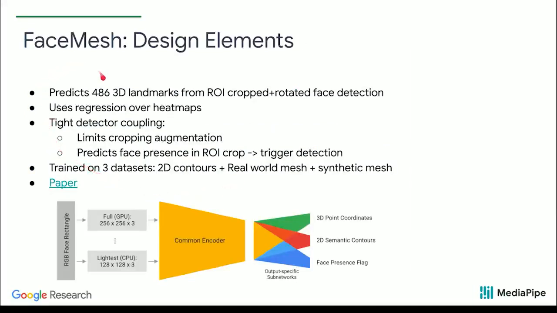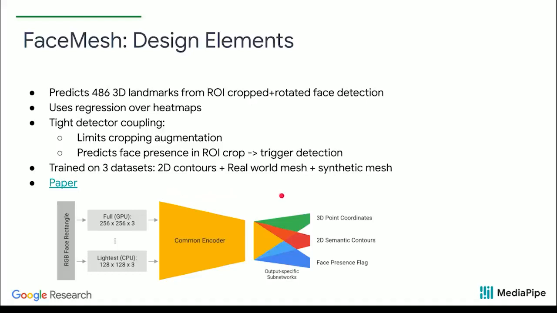Our FaceMesh predicts 486 3D landmarks from the region of interest determined from BlazeFace. We also couple our model quite tightly to this detector. For example, we limit offset augmentations, having more capacity for high quality predictions, as well as predict when the detector should be triggered again.